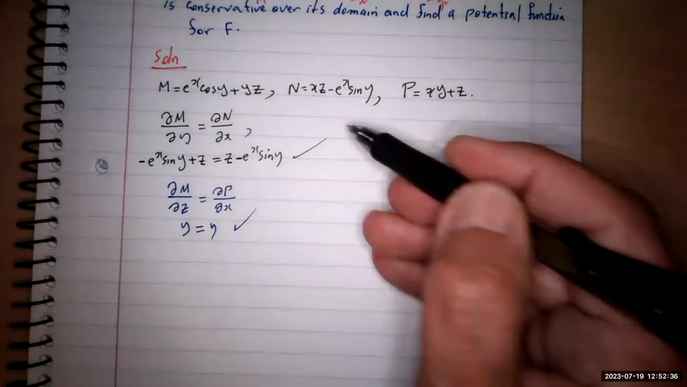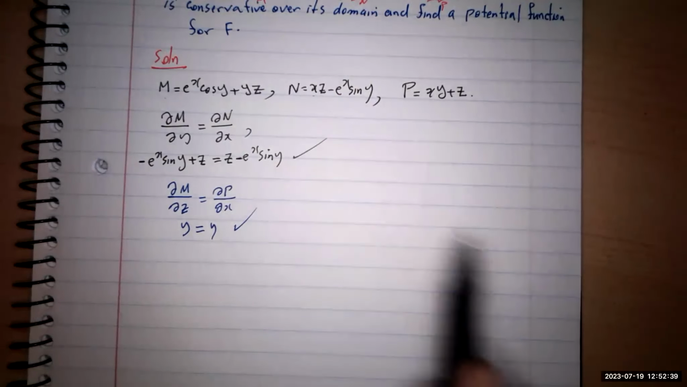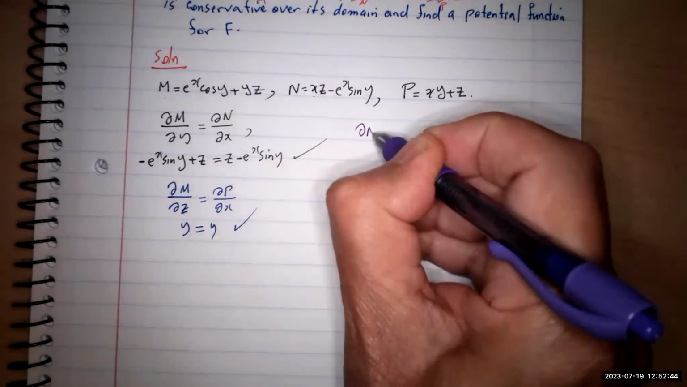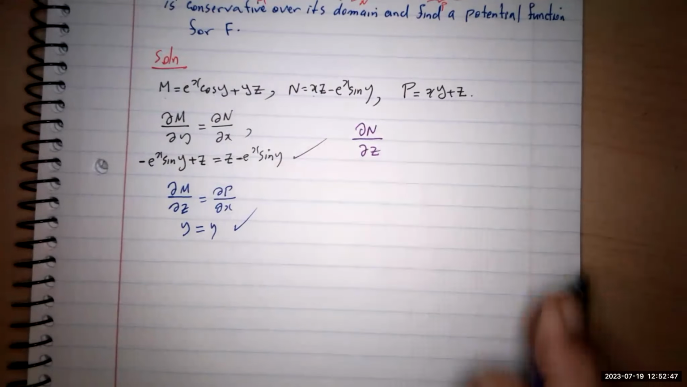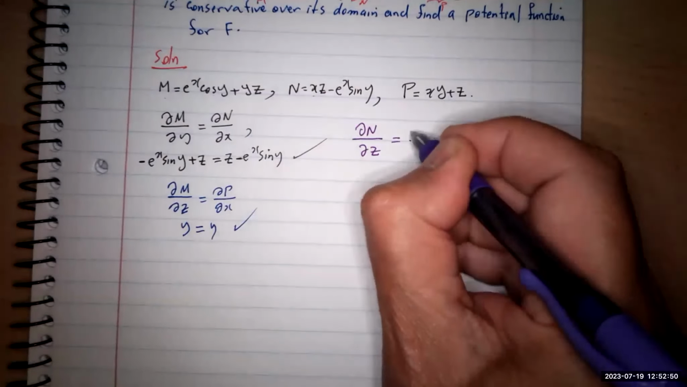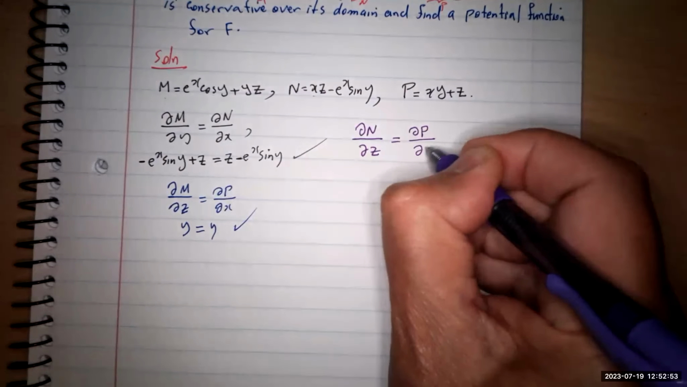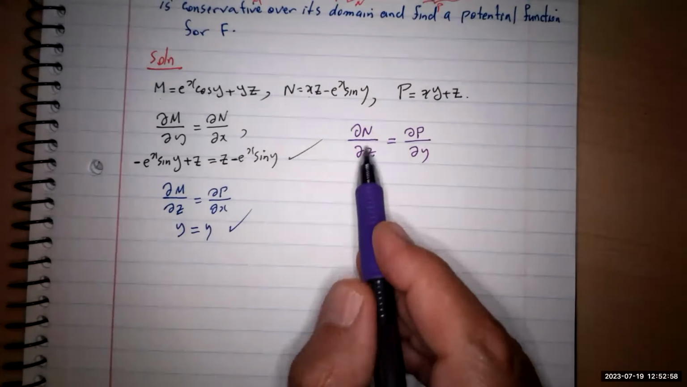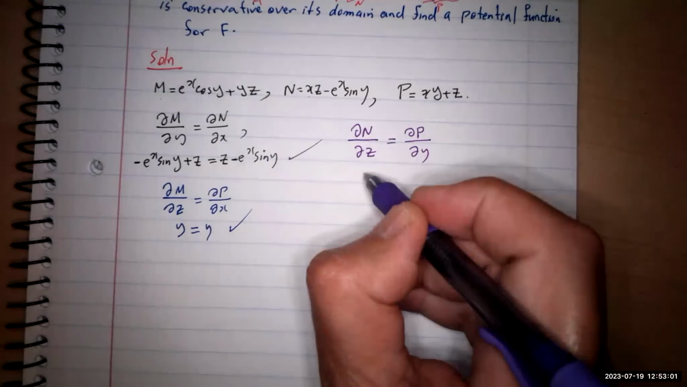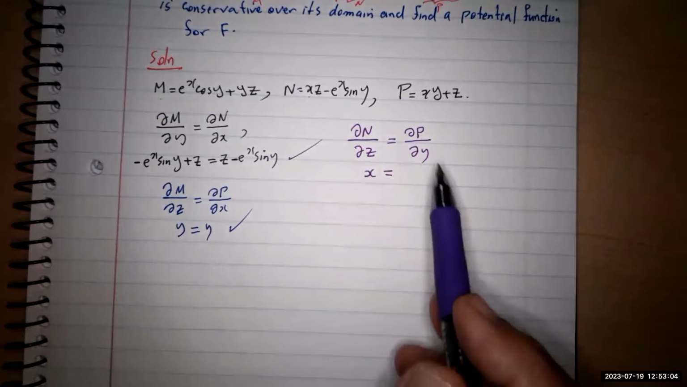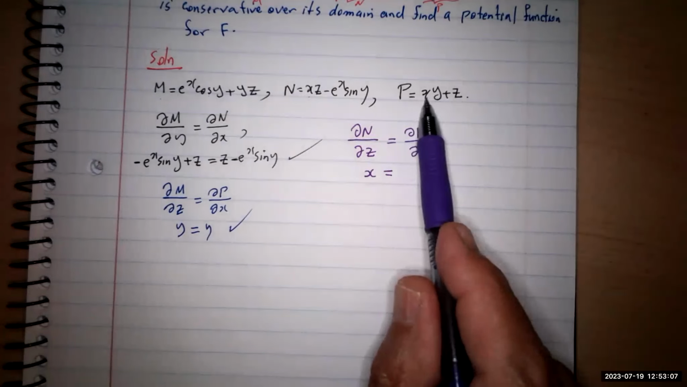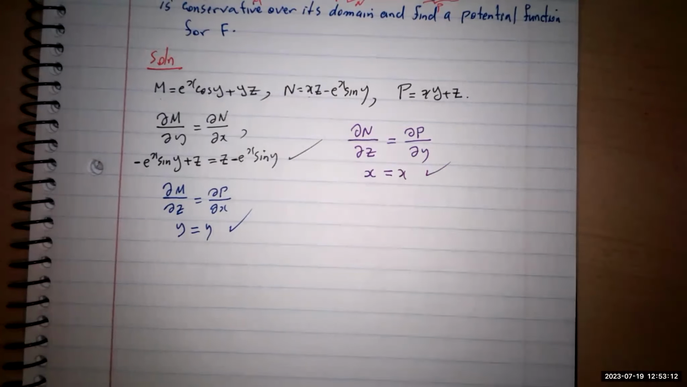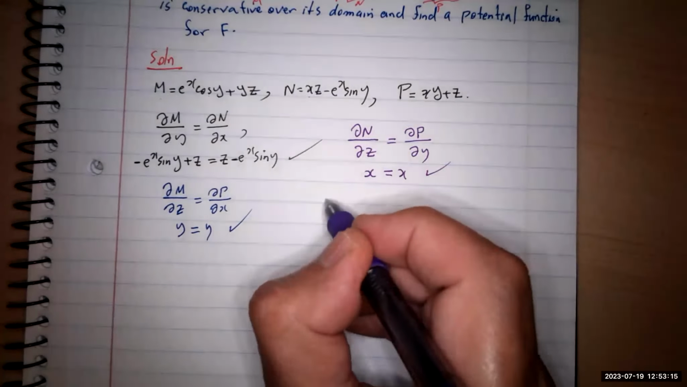So the last one, I compare these two together. I have the partial of N with respect to z, since P is in the z position, and the partial of P with respect to y, since N is in the y position. The derivative of N with respect to z would be just x, and the derivative of P with respect to y would be just x. So yes, it is conservative. Okay, so F is conservative.